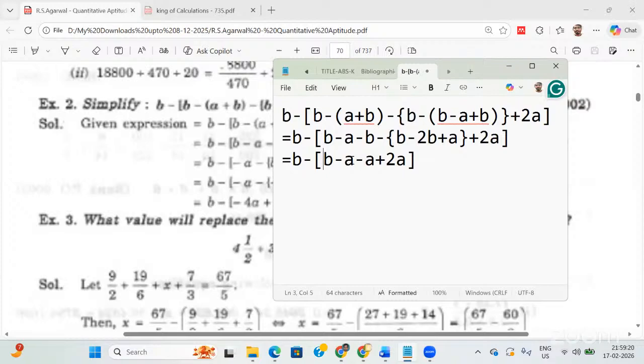Done? Done, sir. Then if I consider this part vanishes, na? Yes, sir. 2A minus A minus A. The answer is 0, I think. And B minus, finally, it becomes B minus B. And your answer is 0. But the book says this answer is something like this.